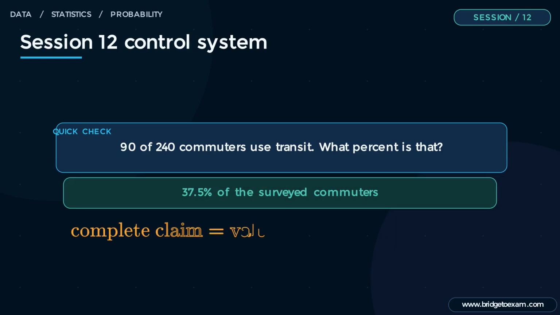What sample percentage is that? 90 divided by 240 is 0.375, so 37.5% of the sample used transit.